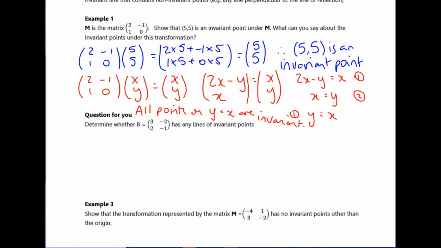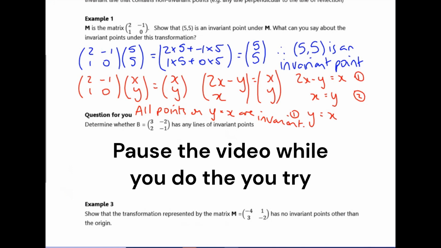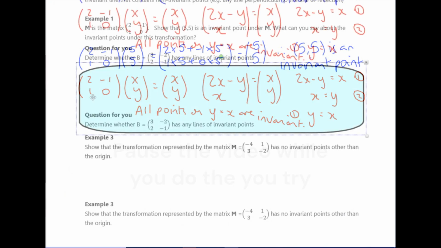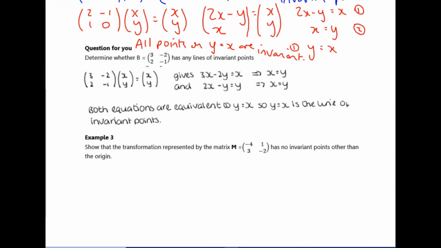I will go at the question for you underneath. So it wants you to do the same as I've done in red. It says determine whether it has any lines of invariant points. So this line y equals x is a line of invariant points for this one that I've just done. Right, answer this one, you end up with y equals x again. Won't always be y equals x. We get two simultaneous equations and they're both reduced down to y equals x. So they're consistent. So you've got y equals x is a line of invariant points.